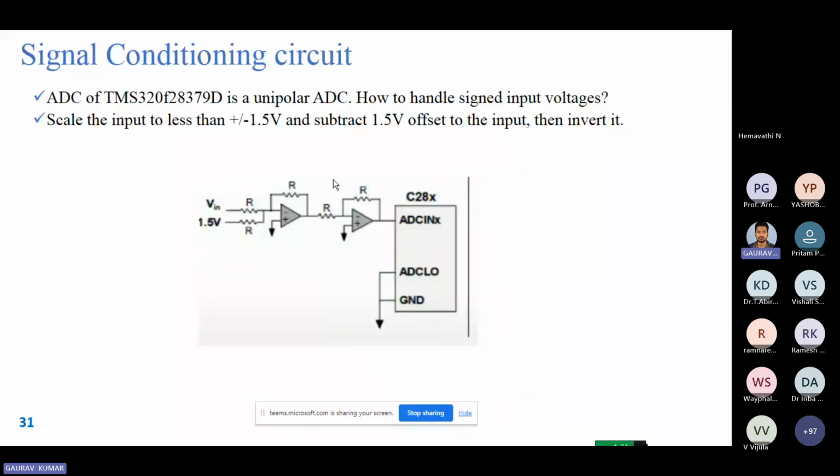Okay, whatever the voltage we are sensing, you just have to design your sensor so that the voltage will automatically reduce to plus minus 1.5 volts. Then you have to use this op-amp setup. The first stage, what it does is it subtracts 1.5 volts. Let's suppose we have a sinusoidal signal of 1.5 volt plus and minus peak, plus 1.5 volt and minus 1.5 volt. We subtract a 1.5 volt offset, then the whole signal will come down.